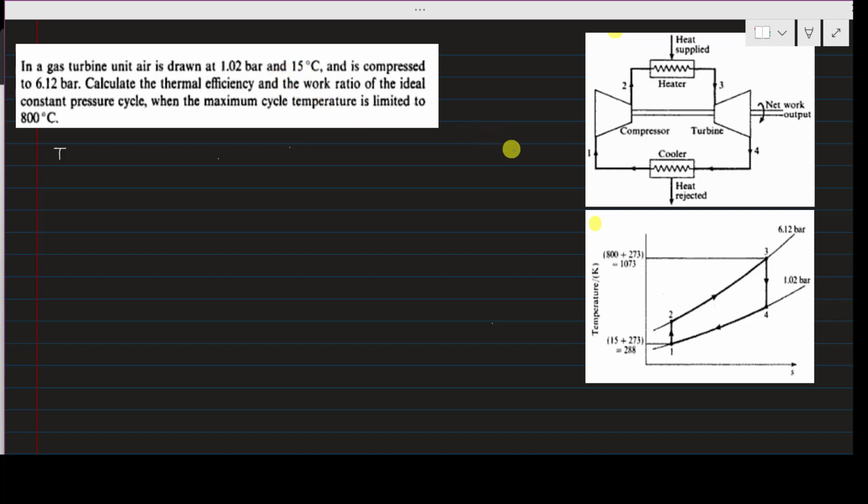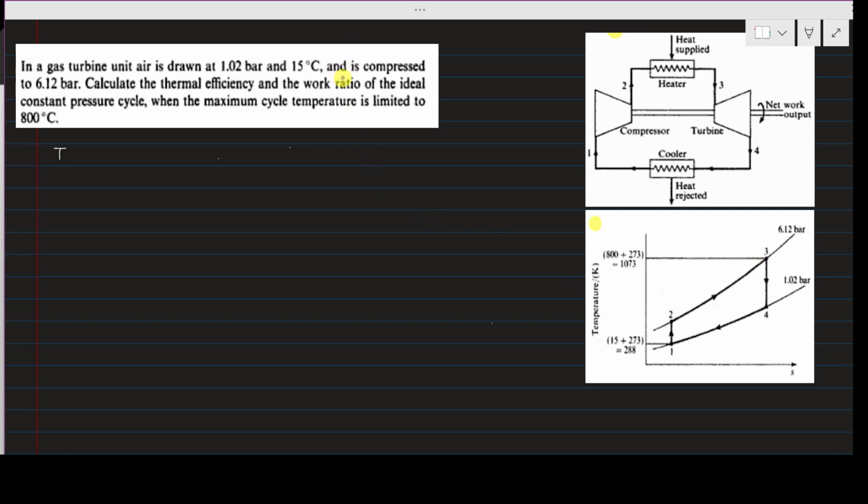So the air is supplied to the compressor at a pressure of 1.02 bar and a temperature of 15 centigrade. If I draw that on a T-S diagram, at point 1 the temperature will be 288 if I convert into Kelvin, and the supplied pressure is 1.02 bar. So this is a constant pressure line. The pressures at points P1 and P4 will be the same, and similarly the pressures at points P2 and P3 will be the same.